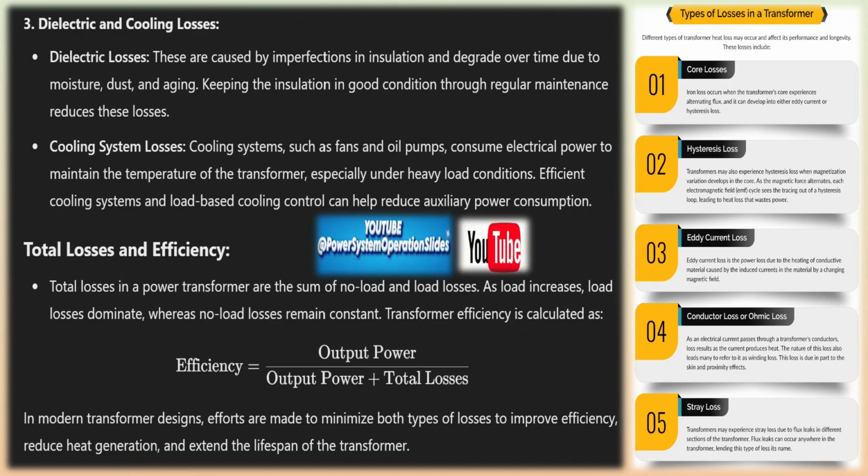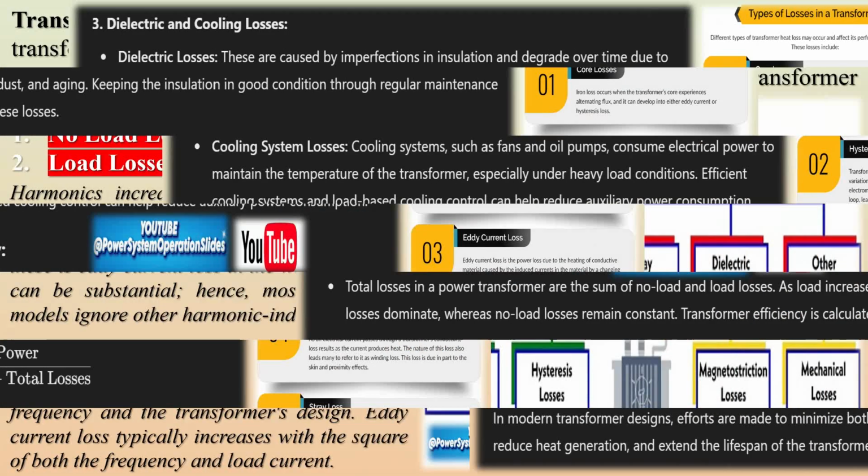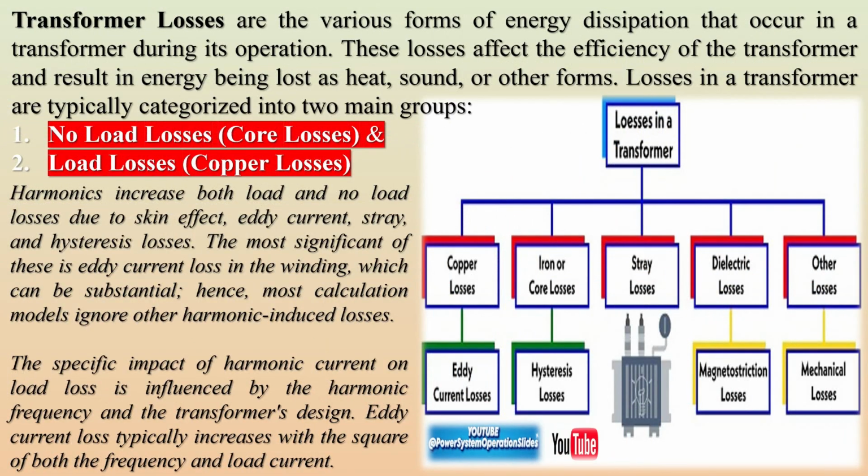I²R. Dielectric losses. These losses occur due to the presence of insulation materials between the windings and the core. The insulation material experiences energy loss when subjected to alternating voltage. Dielectric losses are proportional to the frequency and the applied voltage and depend on the quality of the insulating material used in the transformer.